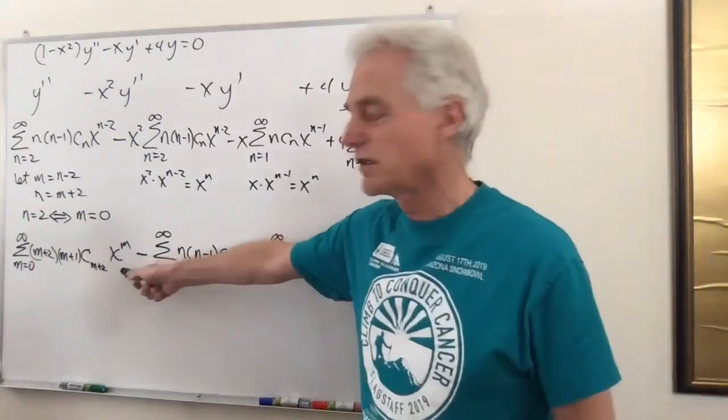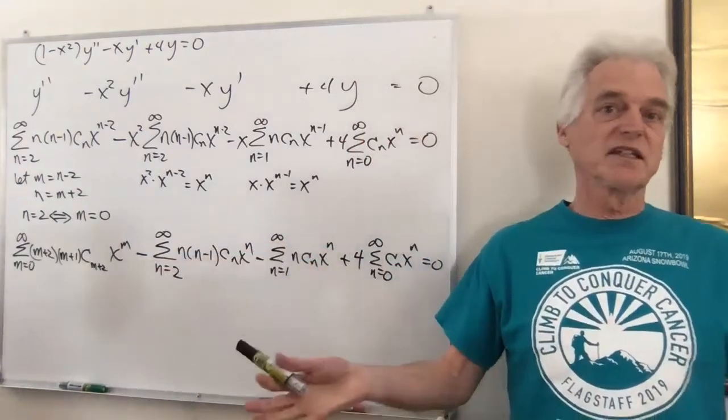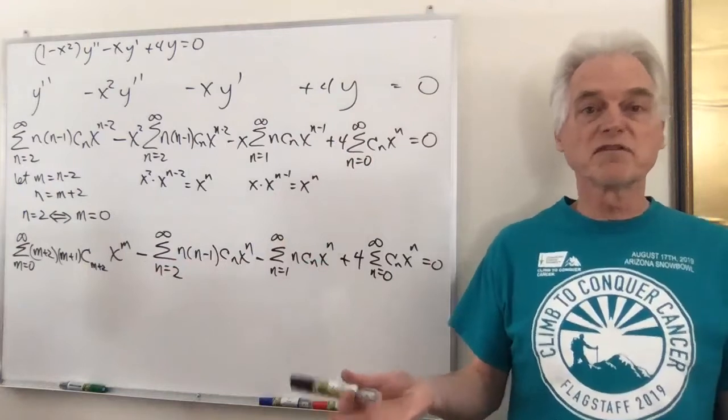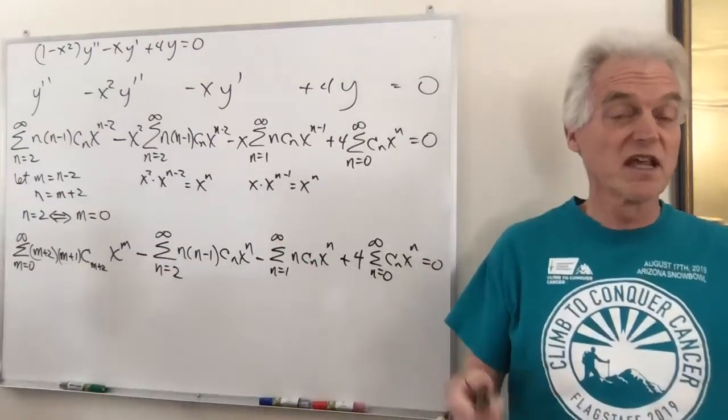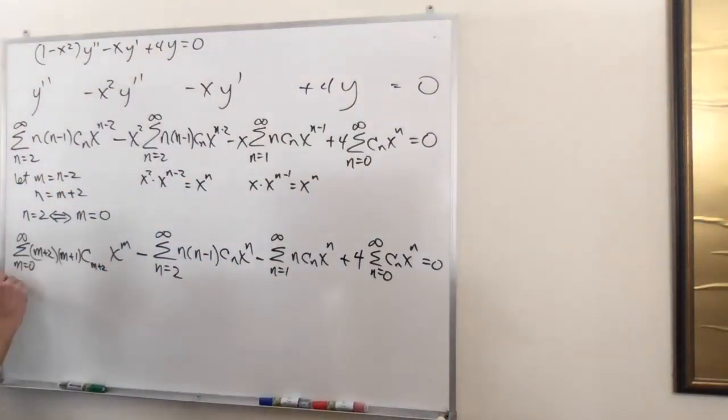But then this is x to the m instead of x to the n. Well, that's easy to handle. M is just a dummy variable. I'm just going to replace m by n. So here I'm going to replace m by n.